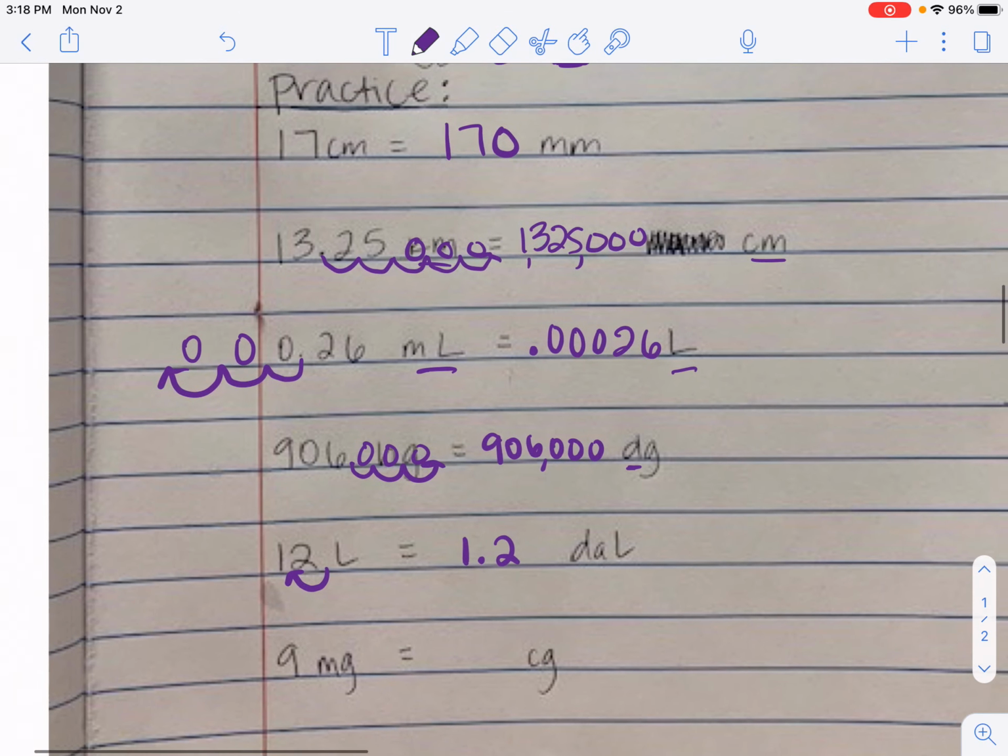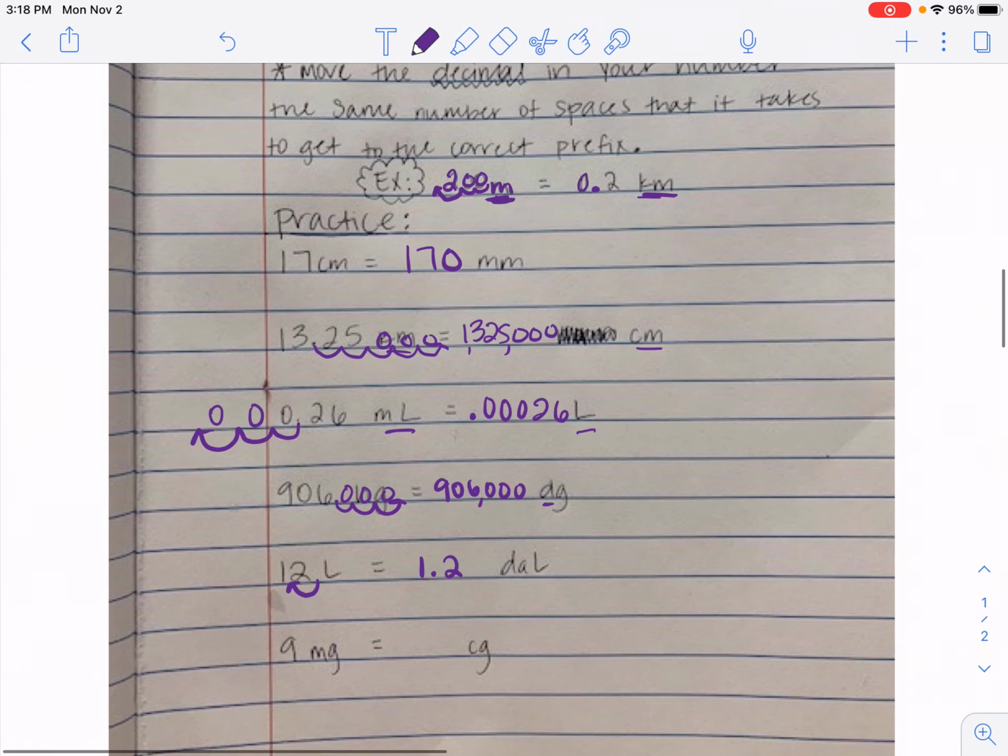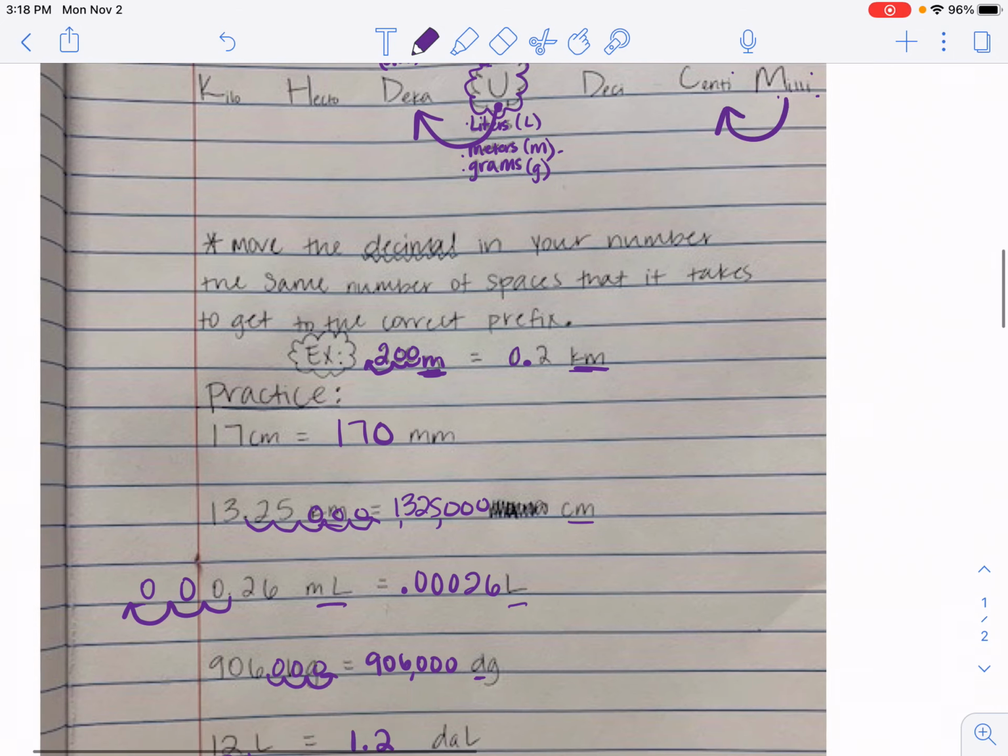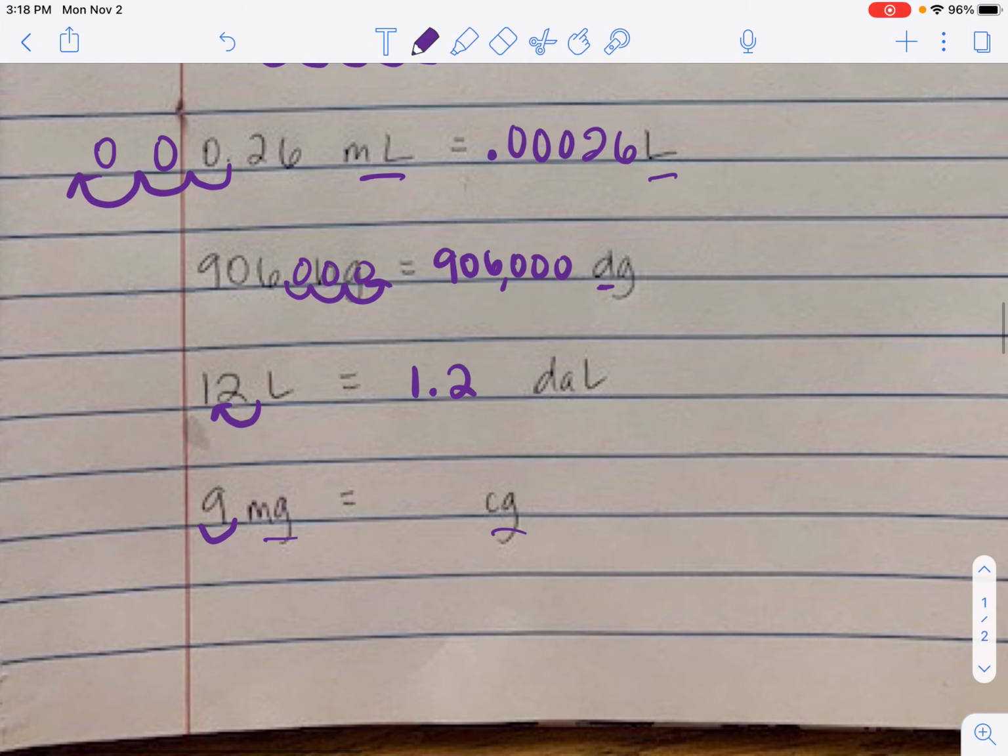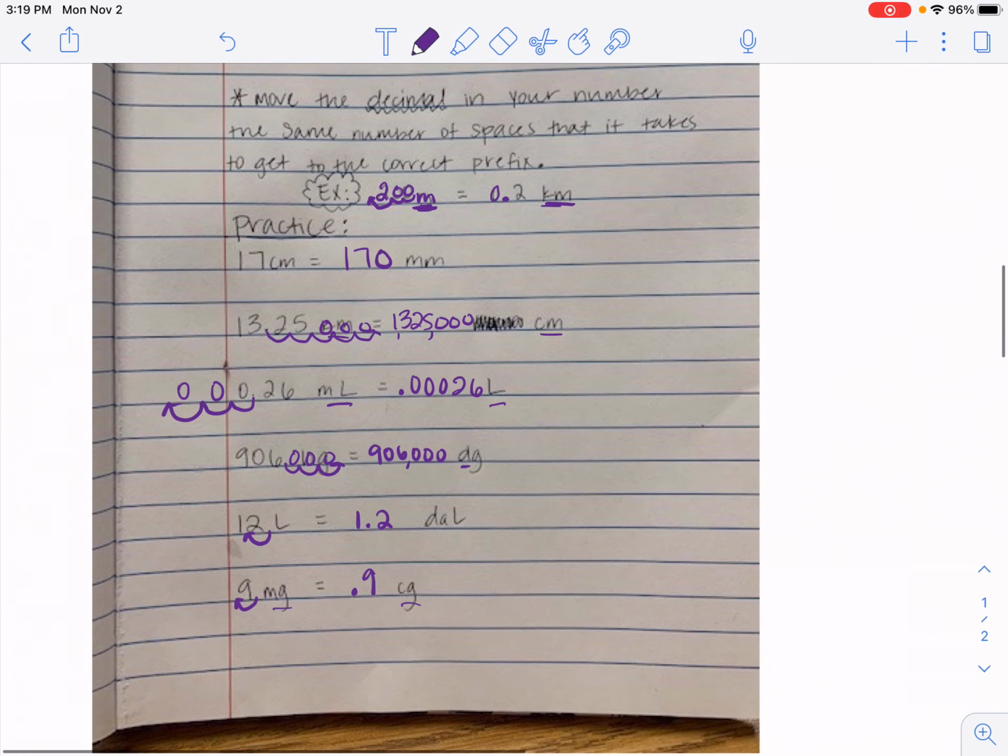Last one is 9 milligrams, and I'm going from milligrams to centigrams. So milli to centi, I'm moving 1 space to the left again. So I'm going 1 space to the left, so it becomes 9/10 of a centigram. Okay, there you go.